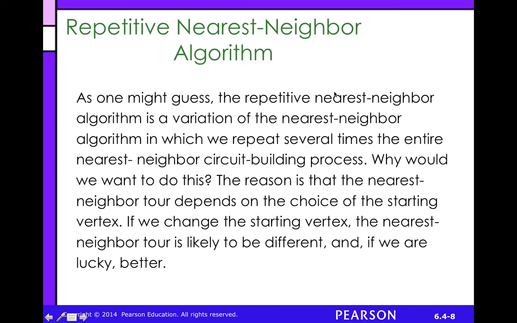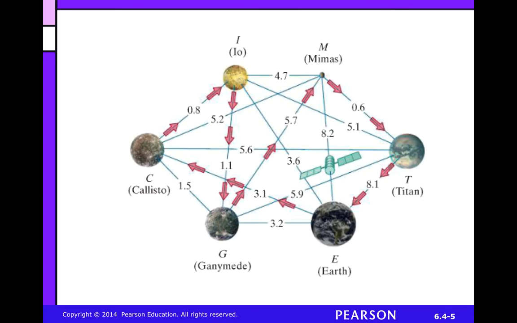So why would we want to do this? Why would we want to find nearest neighbor routes for all of the vertices? The reason is that the nearest neighbor tour depends on your choice of start vertex. If you change the start vertex, the nearest neighbor tour is likely to be different, and it might be better. So suppose back here, we did this starting at Earth, which is natural because that's where the satellite actually starts, right? But suppose instead we found a nearest neighbor starting at G. Would that help us at all? It seems like it wouldn't because, of course, the satellite doesn't start at G.